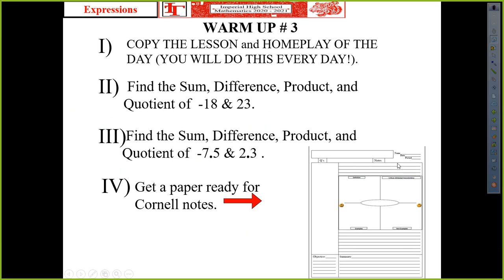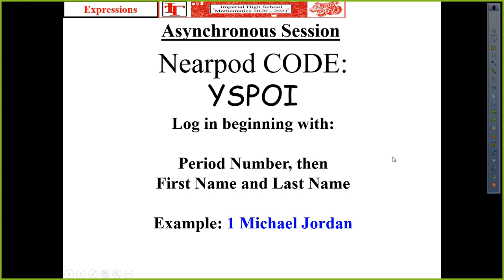Alright, so for those of you that are following along on YouTube, there's your Nearpod code, your synchronous session. It's YSPOI. That's your login code. And remember, start with your period number, then your first name, and then your last name. And you can actually move the screen and follow along. Also, whenever you hear me say copy this or copy that, you can pause the video at that time so you can copy stuff. Okay? Alright, here we go, guys.